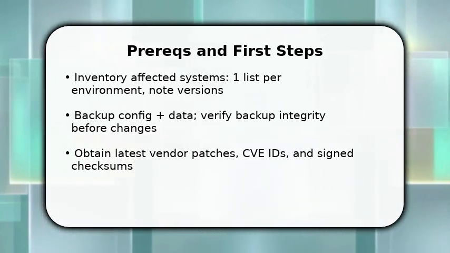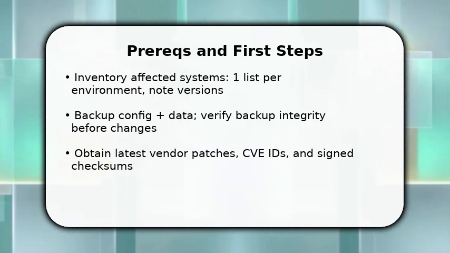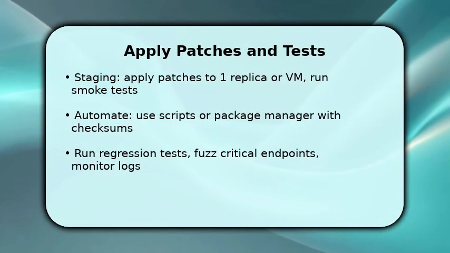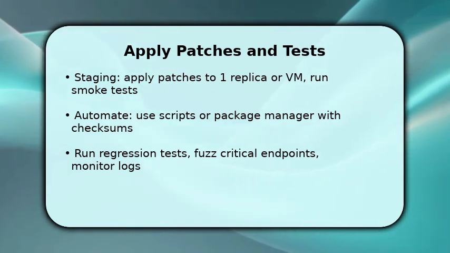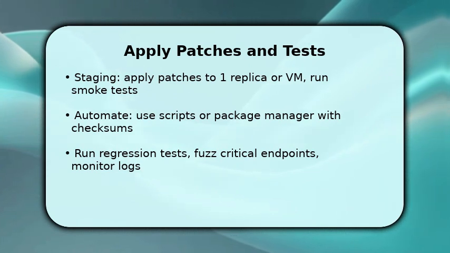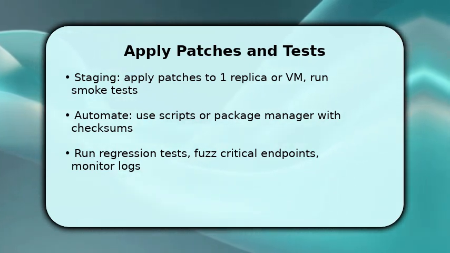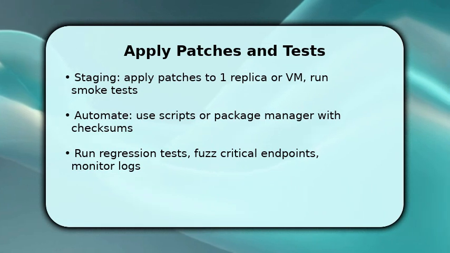You now apply fixes in a controlled pipeline. Begin by patching a staging replica, or VM, then run smoke and regression tests to catch obvious breaks. Use scripted installs or your package manager and verify checksums during deployment to ensure integrity.